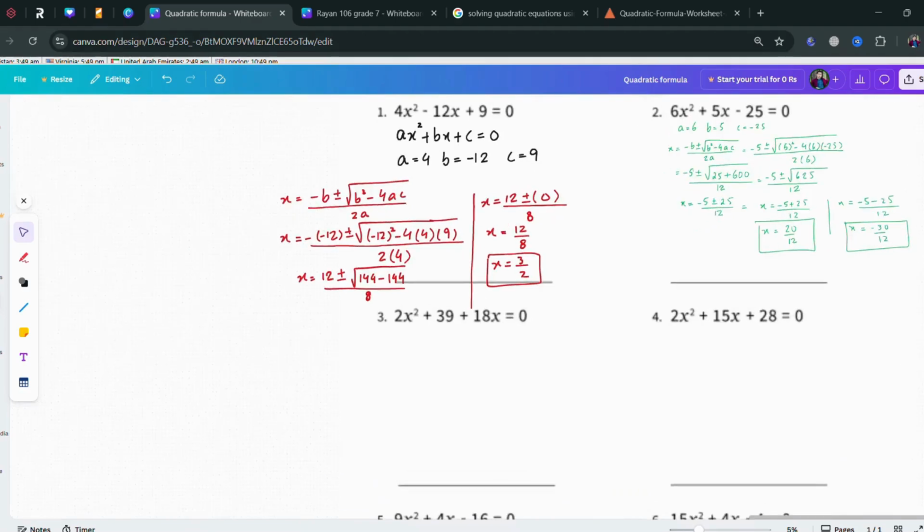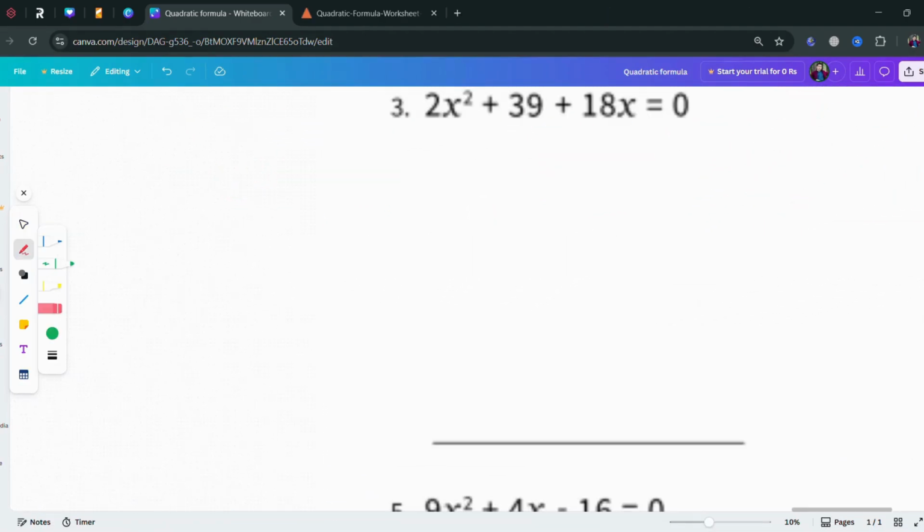Now I'm going to move towards question 3 real quick. Question number 3, we have to rearrange it first, right? So I'm going to start on this place so I can have enough space to solve this question. 2x squared plus 18x plus 39 equals 0. So I've rearranged it, okay? So a is equivalent to 2, b is equivalent to 18, and c is equivalent to 39.